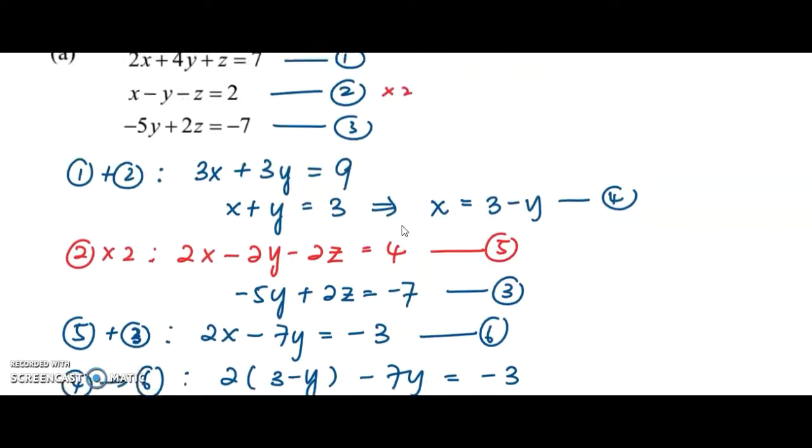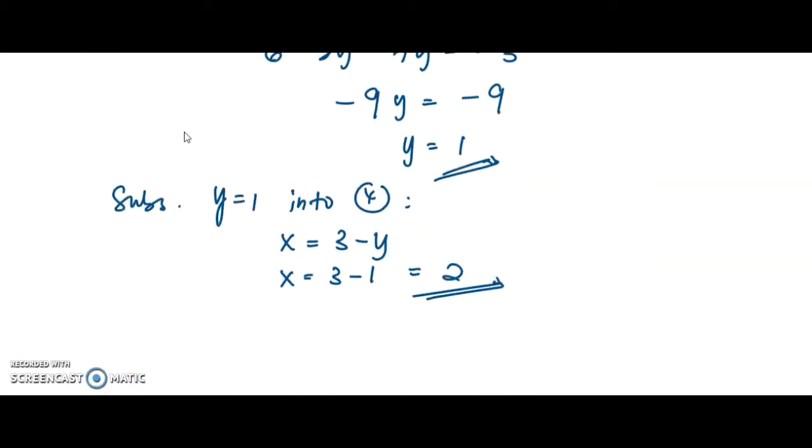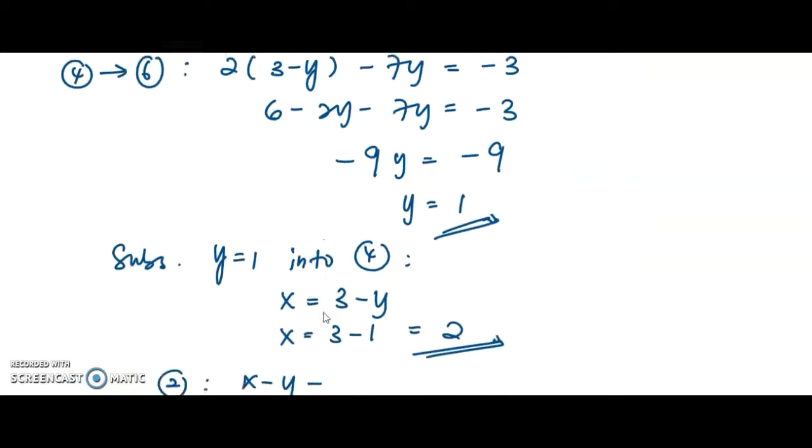Now we just need to substitute the two values into either equation 1, equation 2, or equation 3. I choose equation 2 to substitute in. Equation 2 is x minus y minus z equals 2.